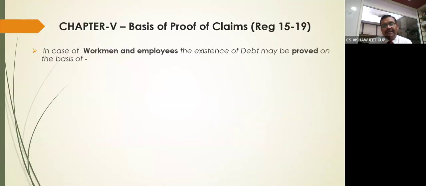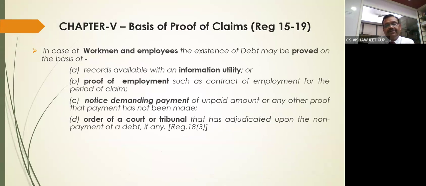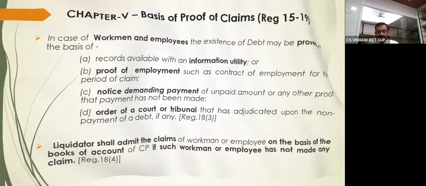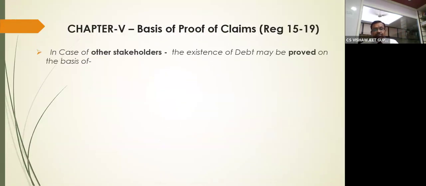Now, in case of workmen and employees, the existence of debt may be proved on the basis of records available with the information utility. This is common in all. The proof of employment, such as a contract of employment for the period of claim, a notice demanding payment of unpaid amount or any other proof that payment has not been made, and an order of the court or tribunal that has adjudicated upon non-payment of debt, if any. This is also common in all. The liquidator shall admit claims of the workman or employee on the basis of books of accounts of the CP if such workman or employee has not made any claim. So, on the basis of books of accounts, the liquidator can admit the claims of workman or employee only, not for other persons.